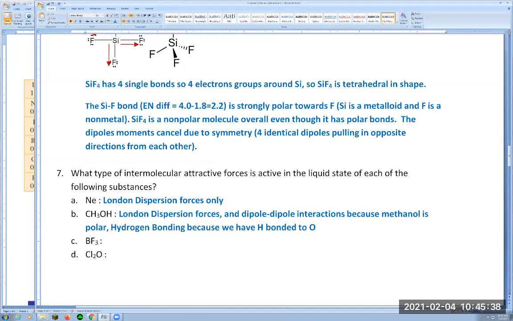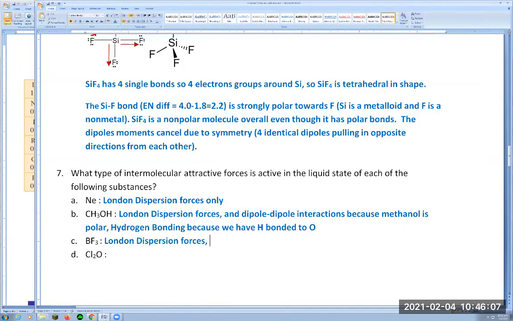So that's for methanol. Now, BF3, boron trifluoride. So as always, there are London dispersion forces. All molecules experience London dispersion forces because they all possess an electron cloud. They are made of atoms. Atoms have electron clouds, so every electron cloud can be distorted and experience London dispersion forces.